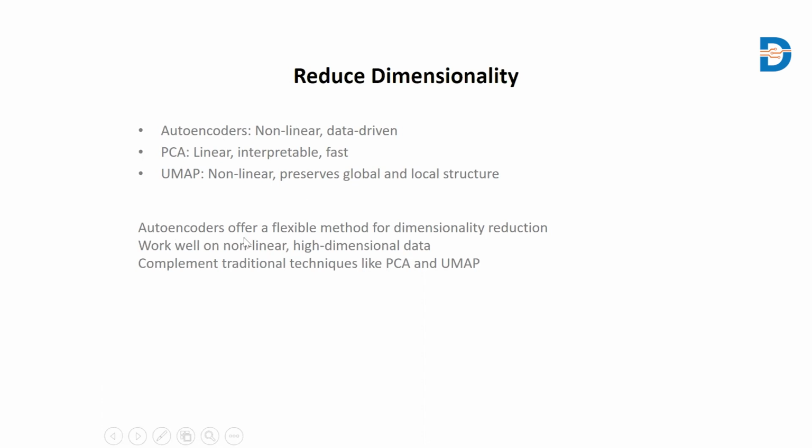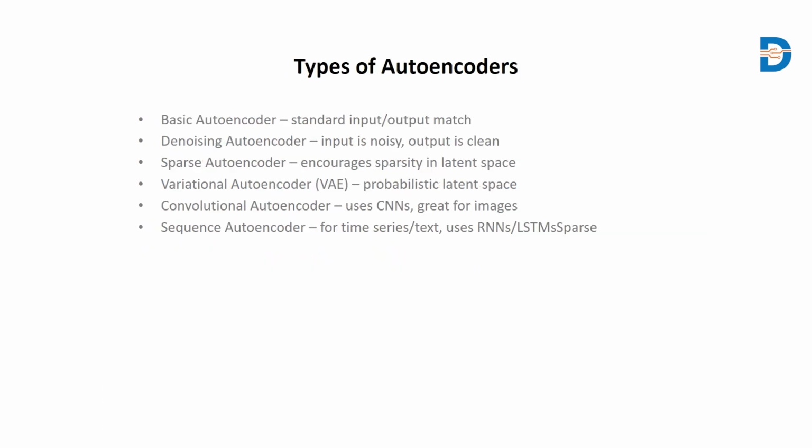So autoencoders offer a flexible method for dimension reduction. It's flexible, and we can manage the structure as per our requirements. They work well on non-linear, high-dimensional data. They complement traditional techniques like PCA and UMAP. These are some techniques we can use for dimension reduction.